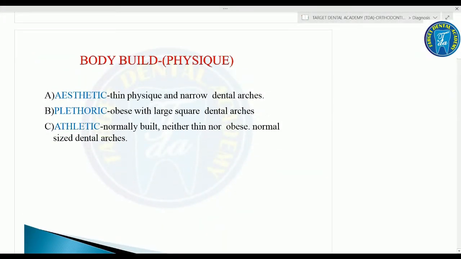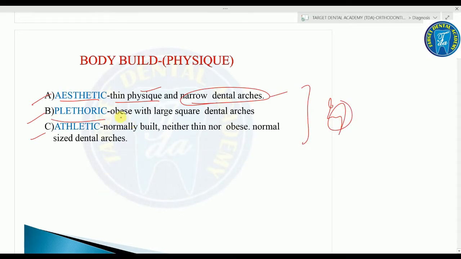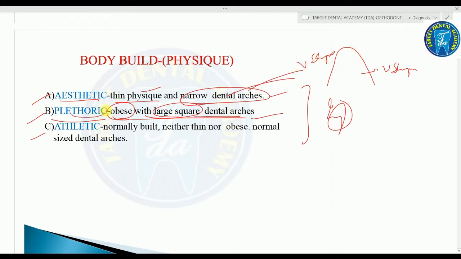So next is the body build, that is the physique. In this we have three types of physique. We have the asthenic, in which the person has a thin physique and narrow dental arches. Very important. In this, the patient has a narrow dental arch, that is the U-shaped dental arch and the V-shaped dental arch. Plethoric means the patient is obese, healthy, with large square dental arches.